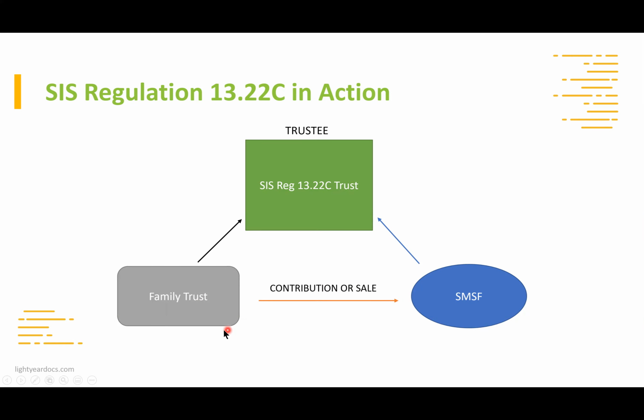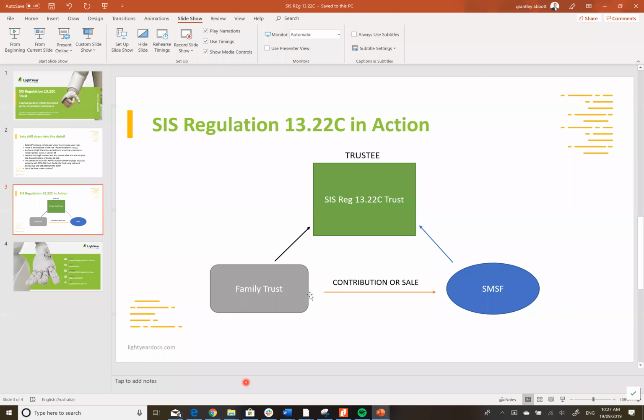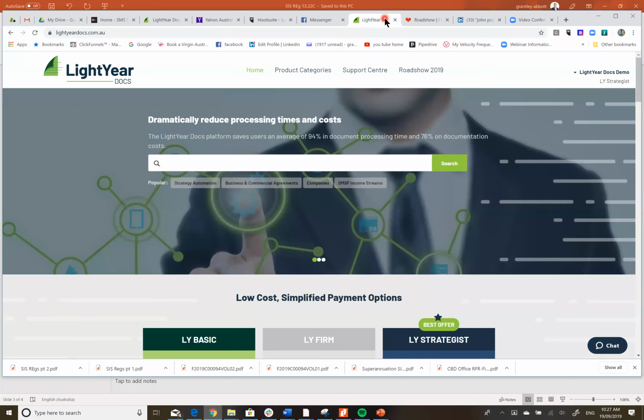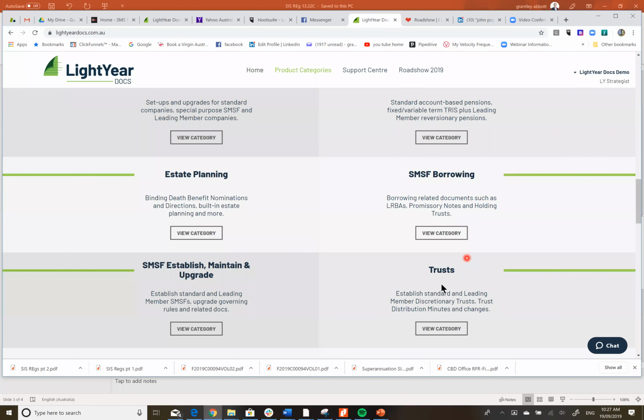So let me just go to the site and show you what it looks like and where to find it. So I'm just in the Lightyear Docs site. And again, for those of you, I'm obviously on an unlimited plan. So if you're on a license, you can do as many of these as you want. If you are on a LY Strategist, which is an amount of payment per month, again, it's unlimited. Otherwise, if we go into the product categories, I'll go down and you'll find here, it's in trusts.